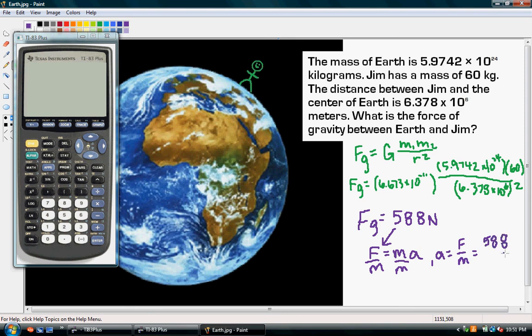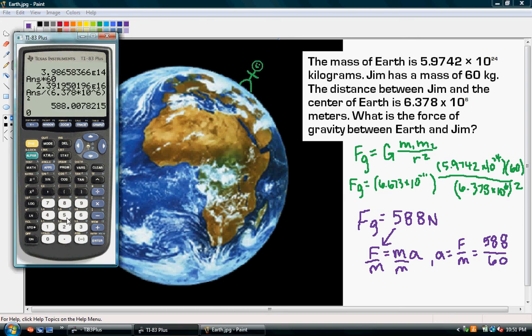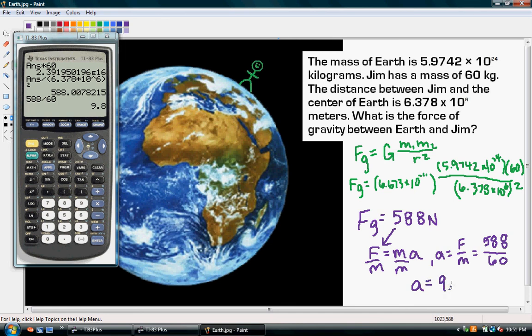588 over 60. Let's go ahead and plug that in. 588 over 60, and we get 9.8. Interesting. 9.8 meters per second squared.